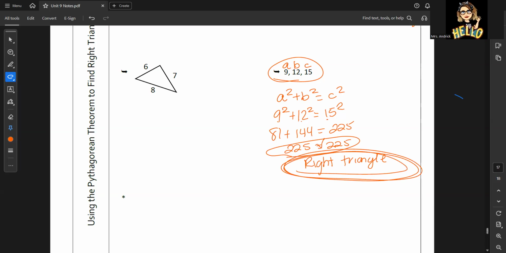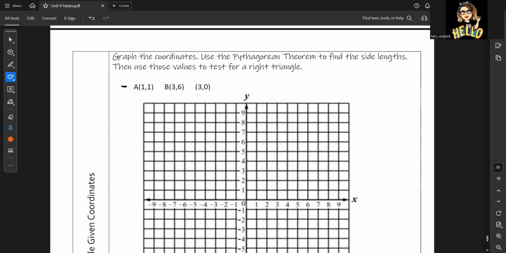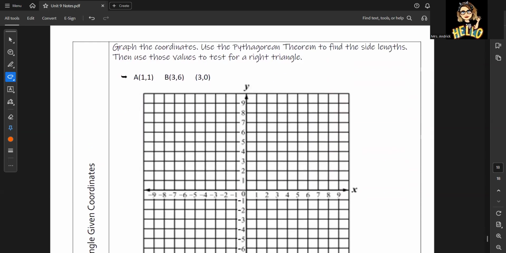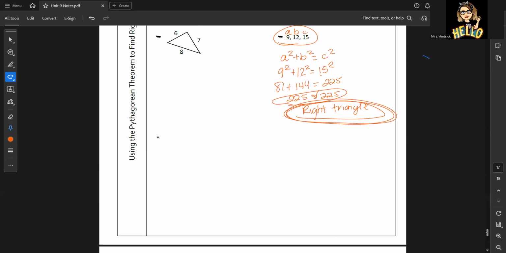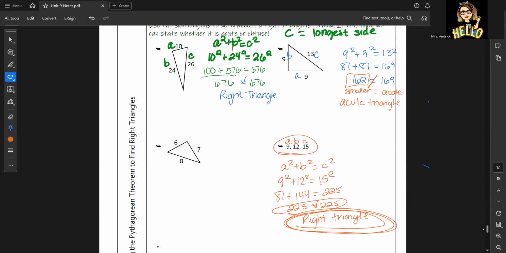Okay. So on the back is a graph. So we are going to skip that one. Yeah. So there's that.